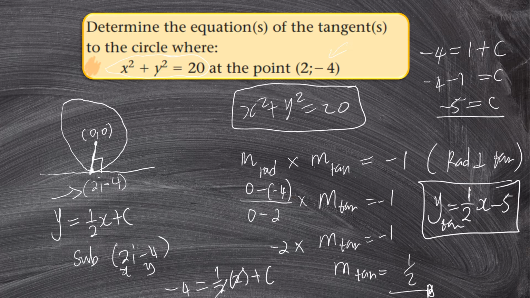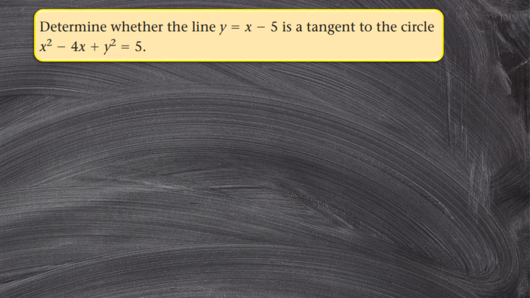Okay, let's take a look at quite a different one from these ones. In this one, they want you to determine whether the line y equals x minus 5 is a tangent to the circle x squared minus 4x plus y squared equals 5. So they really want you to determine whether that line is indeed a tangent.